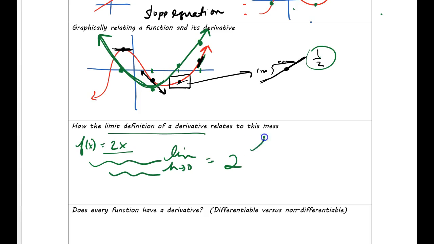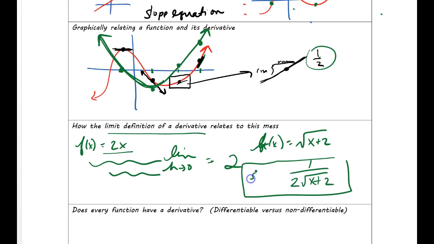If you looked at the next one, what was it? I think I gave you the square root of x plus 2 or something like that. So when you did all of that work and you got an answer of 1/2 square root x plus 2, when you got that, this is the slope equation.